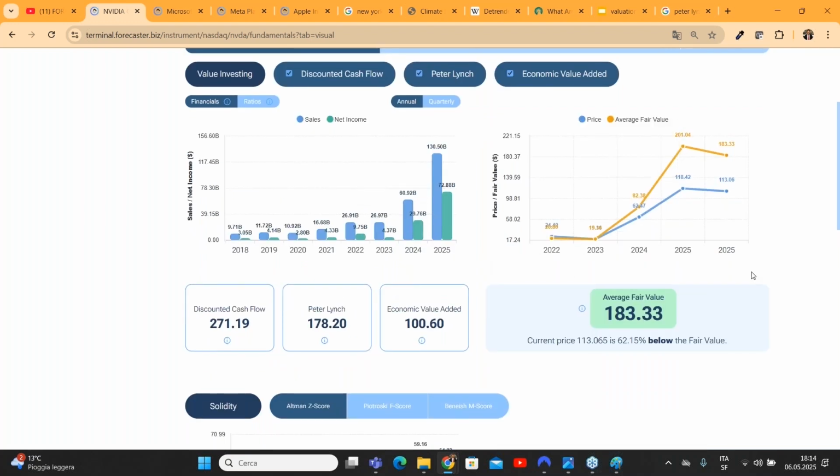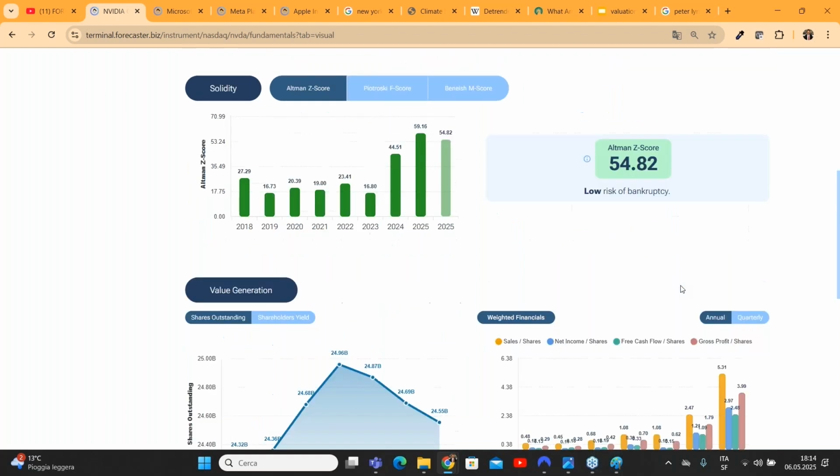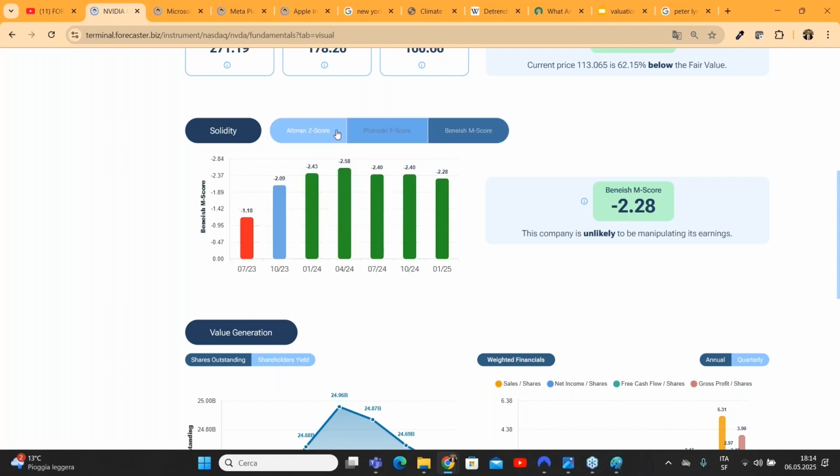Of course, this is not enough, because when you would like to understand if a company is good or not, you don't have only to watch the financials or the ratios or the fair value. You have to understand if the company is solid. And this is why we created the solidity part for the fundamental layer. And here we have three different scores that are really important.